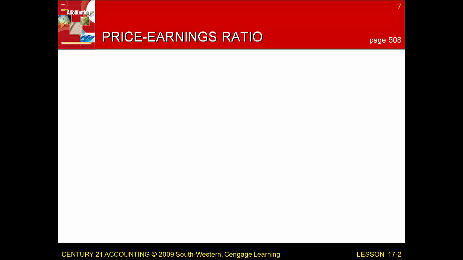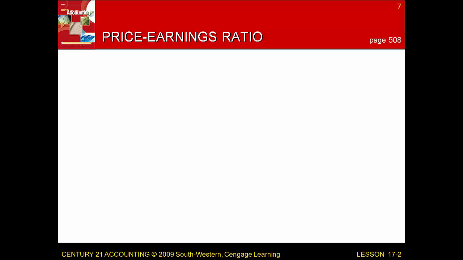We want to take a look at our price earnings ratio, or PE ratio, as it can also be referred to. The PE ratio shows the relationship between the market value per share and the earnings per share of stock. A high PE ratio means that investors expect high growth and high earnings for the future. The price earnings ratio is often reported in the stock market section of a newspaper.